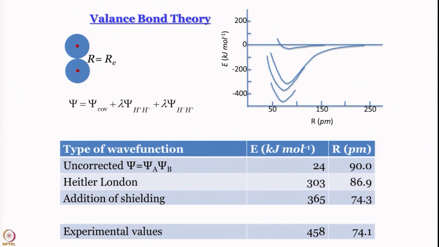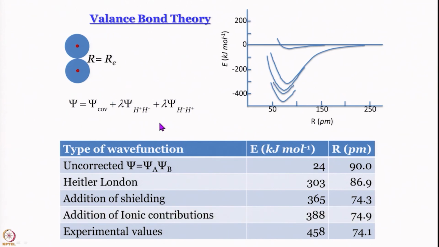And finally, when we bring in our ionic terms, is there any improvement? Actually there is. The internuclear separation gets a little worse, but what we see is the stabilization energy goes from 365 to 388, significantly closer to 458. Even that is not close enough, I agree, but much better than what we started from.